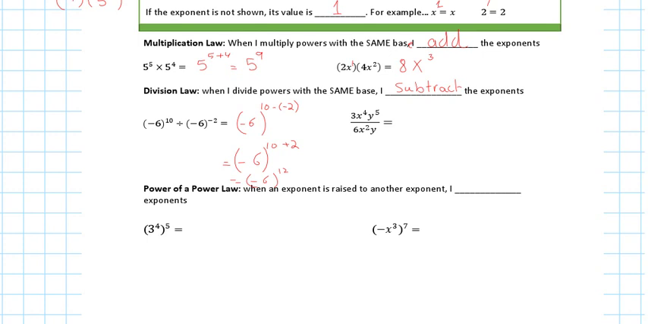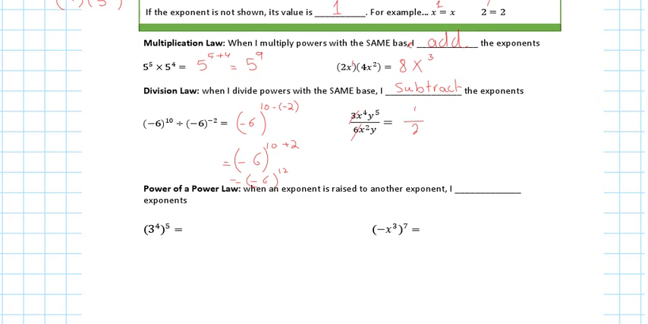Okay, good, excellent. So first of all, you're going to have to deal with each letter by itself, right? Because remember, I have to have the same base. If I don't have the same base, I can't deal with it. So I have 3 over 6. That gives me 1 over 2. I can simplify, divide both of these by 3. That would give me a half. Are we okay with that?